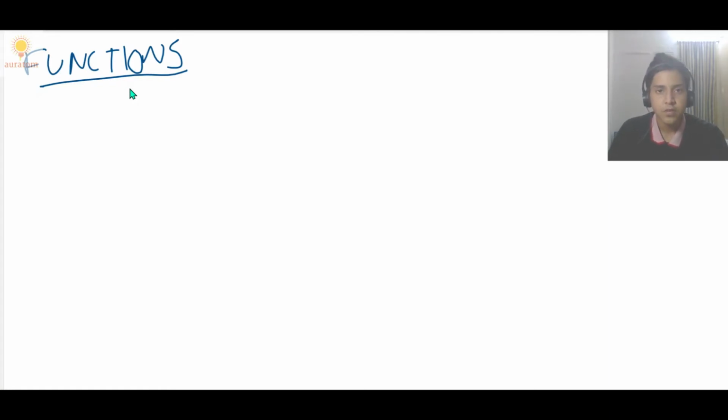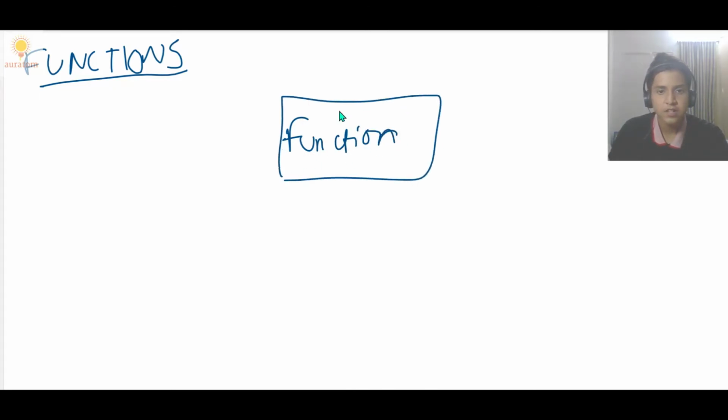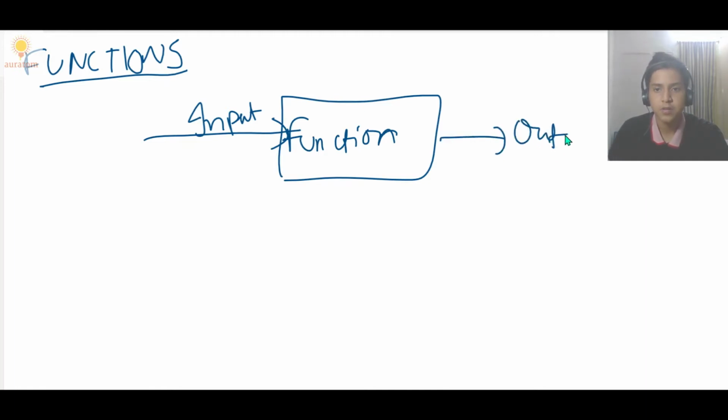So the first thing we need to know is what is a function. The easy way to define a function is that a function is like a machine which takes an input, does an operation on that input, and gives back an output. So that's the easy way to define a function.